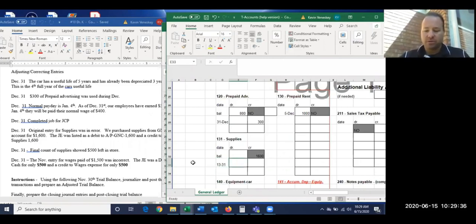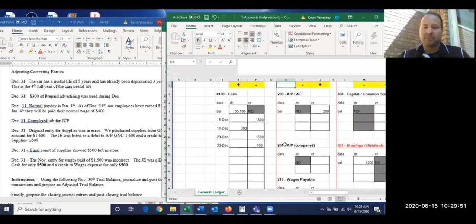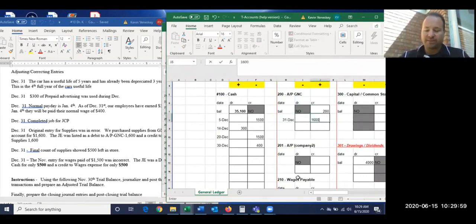But I do put the 1,600 here. And so, hopefully you can see what that does, it just zeroes out this account. It's back to zero, like where it was before this entry even happened. And then we come up to our AP to GNC. And on 12/31, we credit $1,600. That puts us back to owing, it looks like we originally owed $1,800 to GNC before this entry even took place.